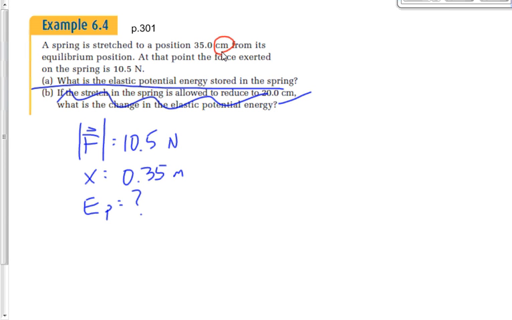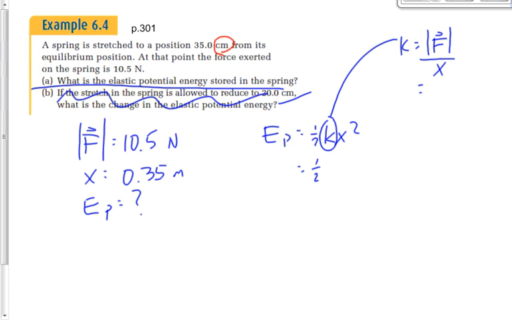We know that EP for elastic potential is 1/2 K x squared. It's 1/2 of, I don't know what K is. I know what X is. I don't know what K is. Ideas? Joseph? Yeah, let's use Hooke's law. K is equal to F over X, right? 10.5 newtons over 0.35 meters. That works out well, I think. 10.5 divided by 0.35, I think, is 30, isn't it?